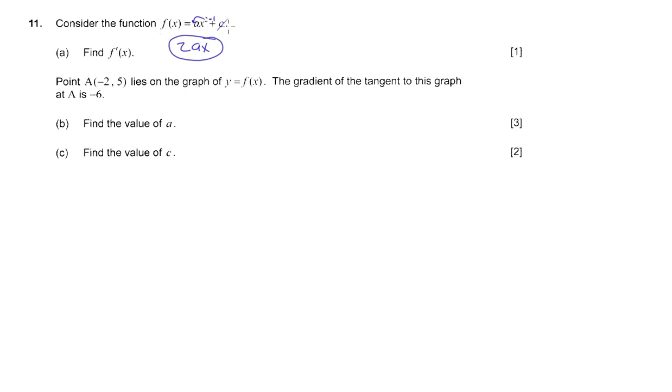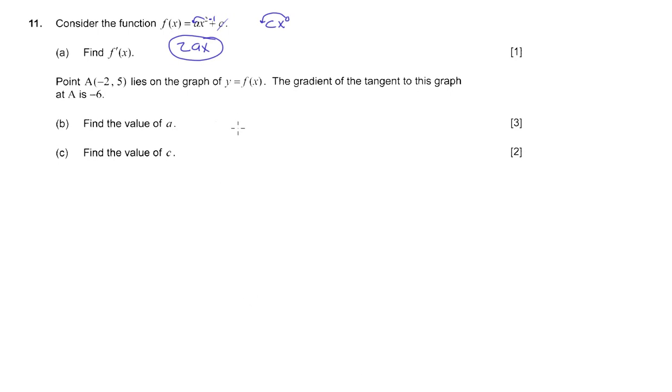Okay. And again, if you forgot about this c, that really is cx to the 0. So you multiply the 0 times c. And 0 times anything is going to give us 0. So that would be just plus 0. So we just leave it as 2ax. So there's our derivative. Point A, negative 2, 5, lies on the graph y equals f of x. The slope of the tangent to this graph at A is negative 6. Find the value of a.